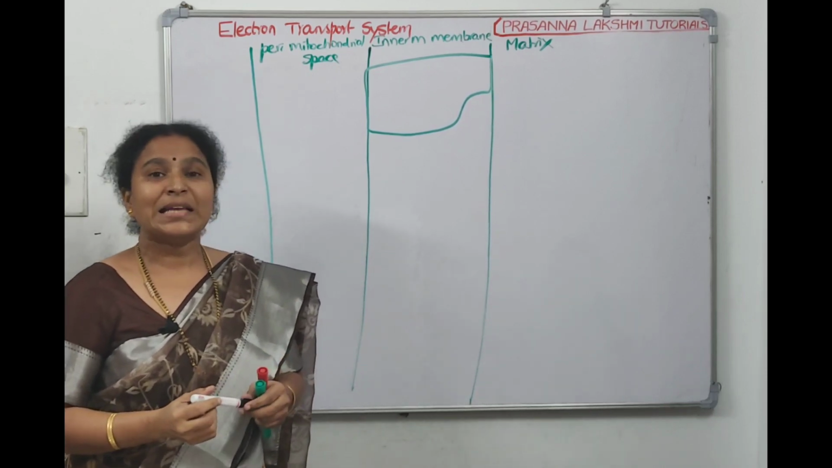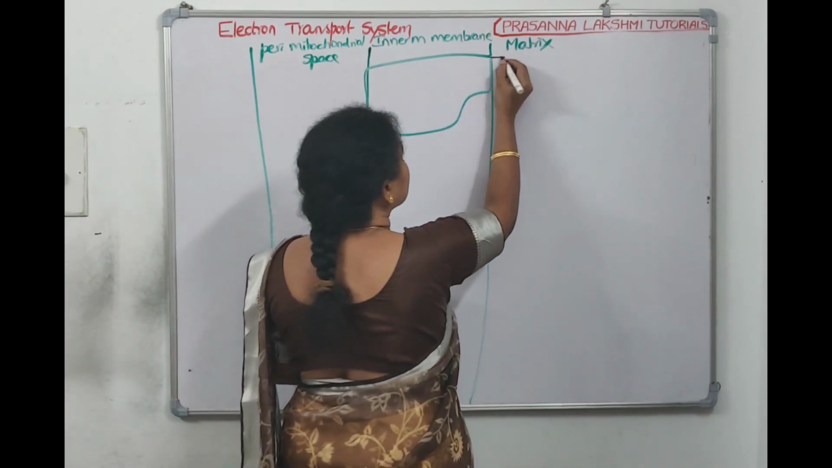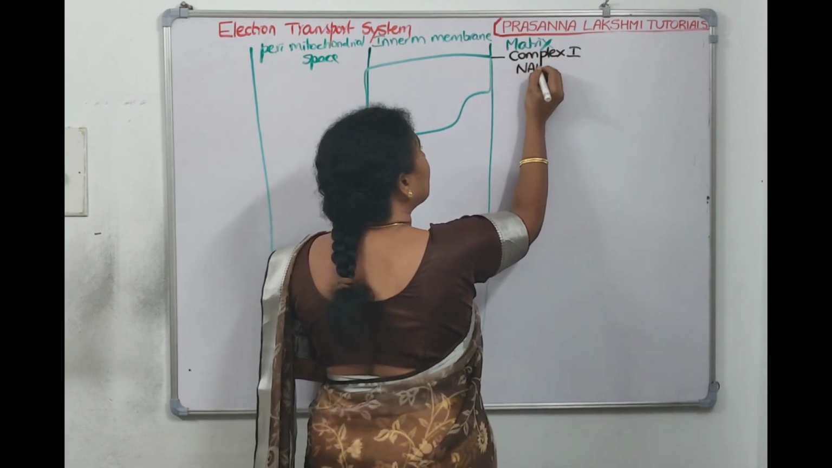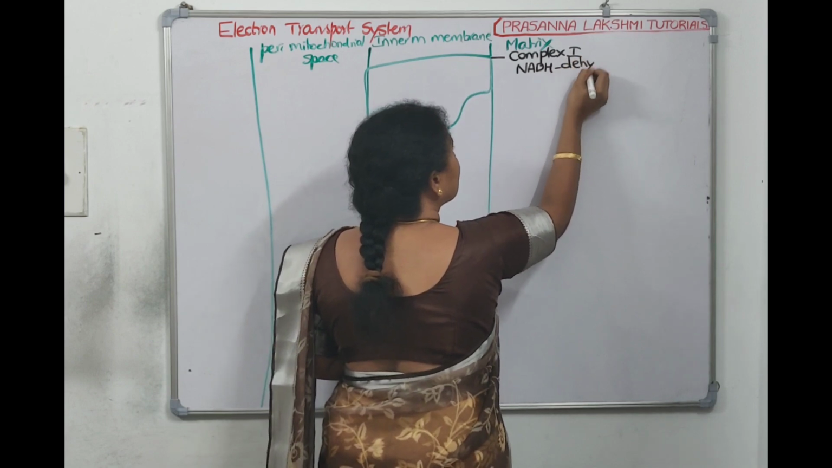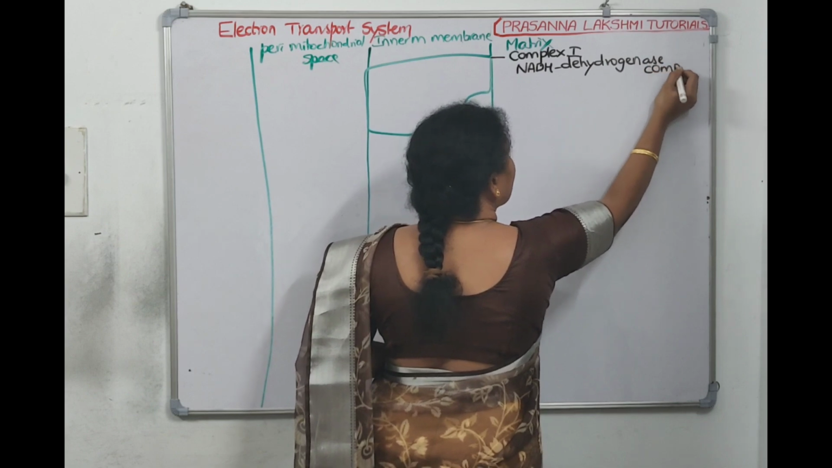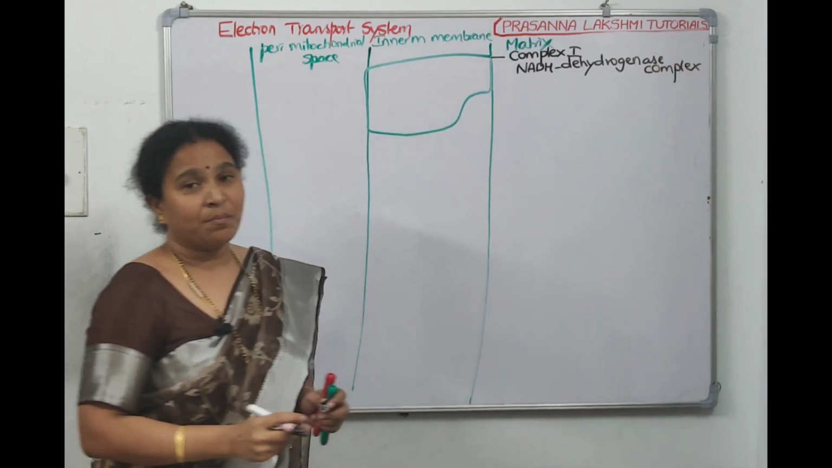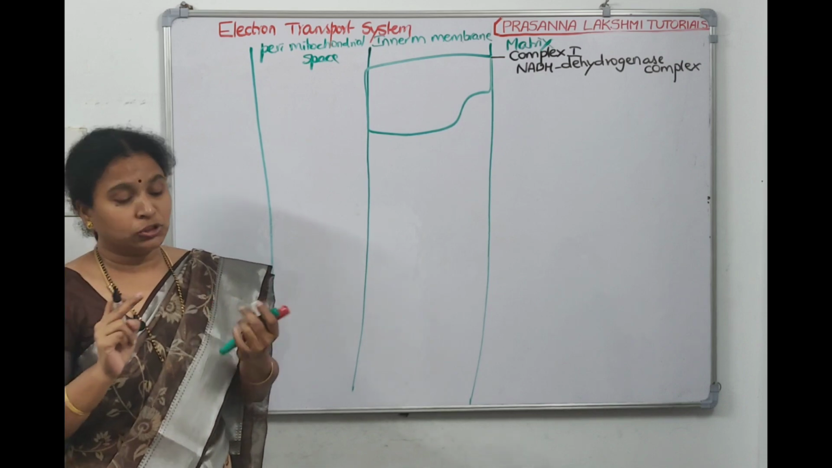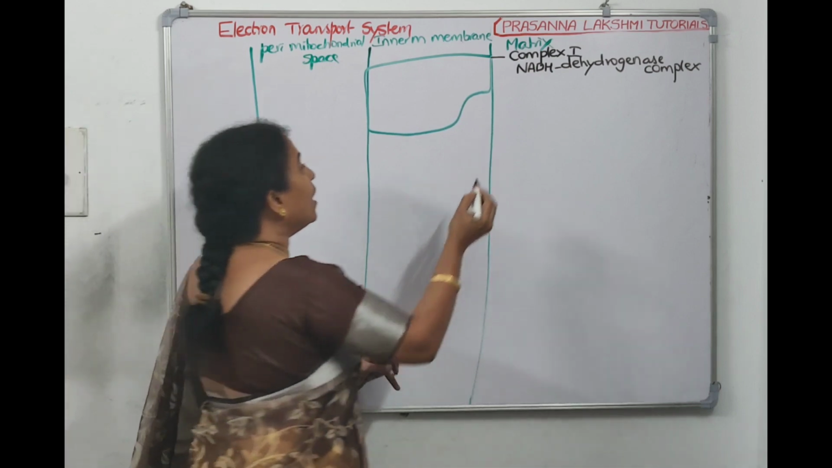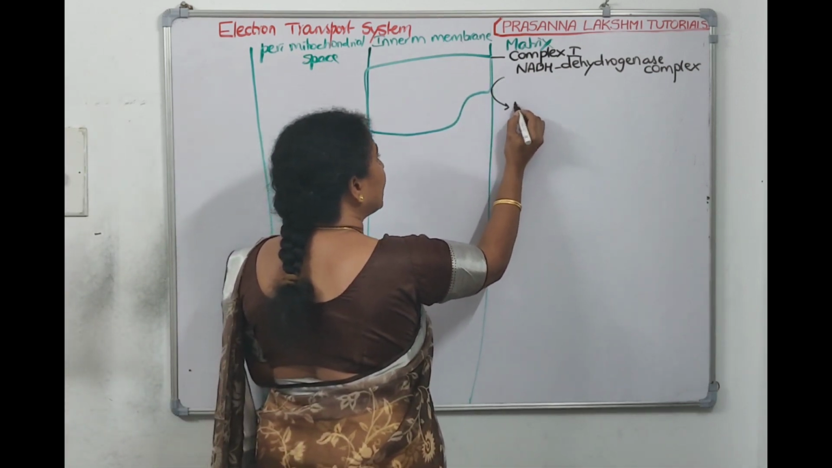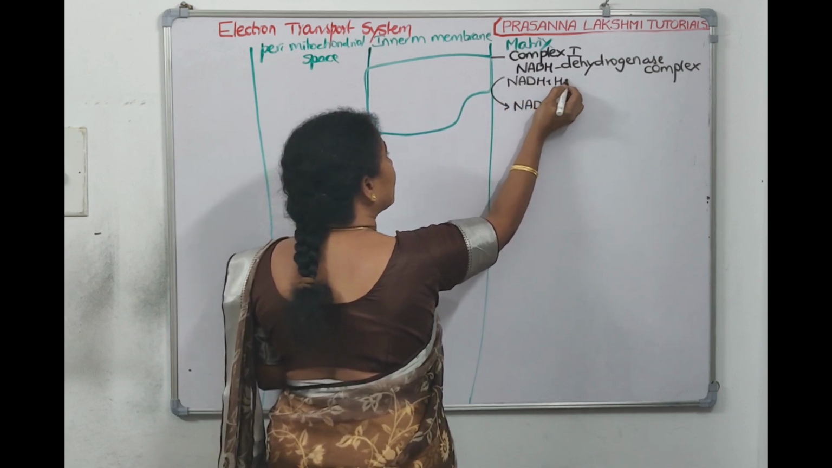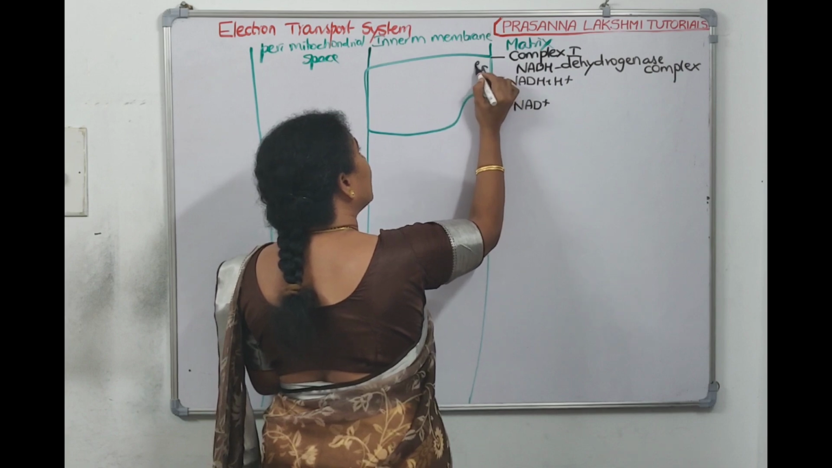Complex 1 is called NADH dehydrogenase complex. At this complex, NADH2s which are reduced in glycolysis, in the link reaction, and in the Krebs cycle will enter here and get oxidized to NAD. The NADH plus H plus will come and get oxidized, giving the electrons.